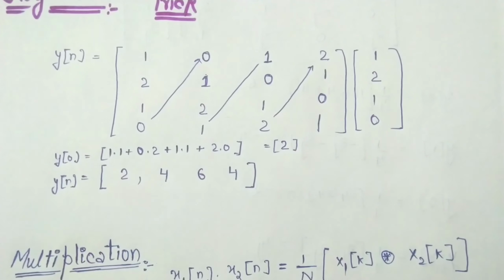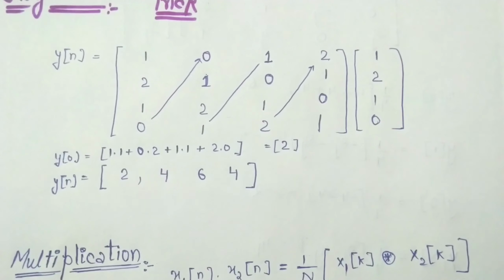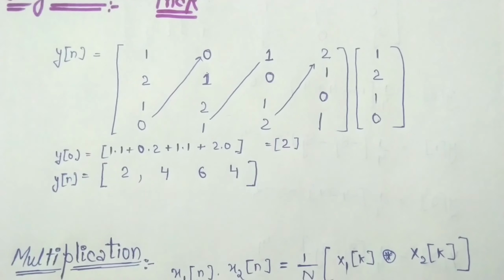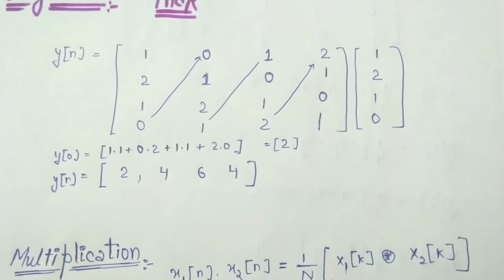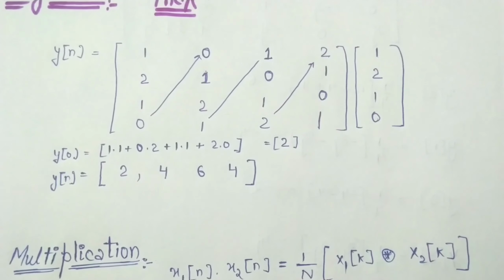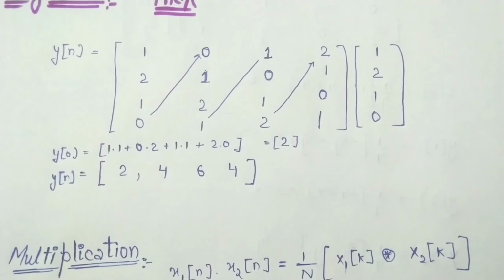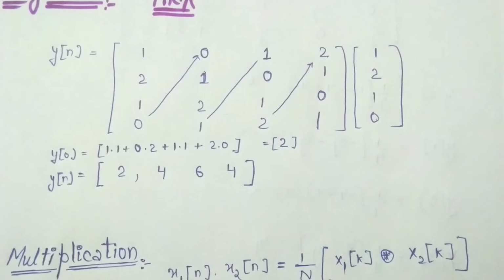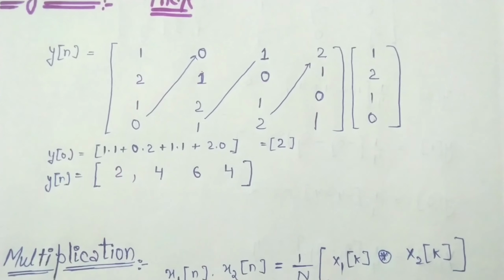So for y of 0 we multiply row with column. So 1 is multiplied with 1, plus 0 is multiplied by 2, plus 1 multiplied by 1, plus 2 multiplied by 0. The result is equal to 2. Then for the rest of the terms we multiply in the same manner. Then we get y of n as 2, 4, 6 and 4.